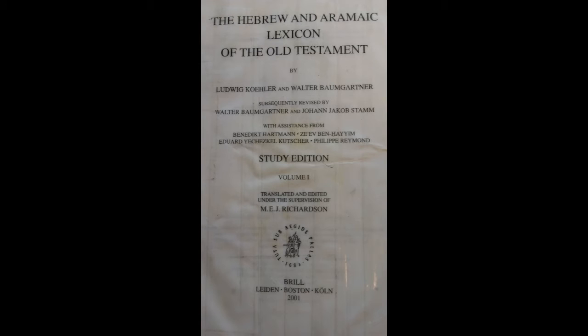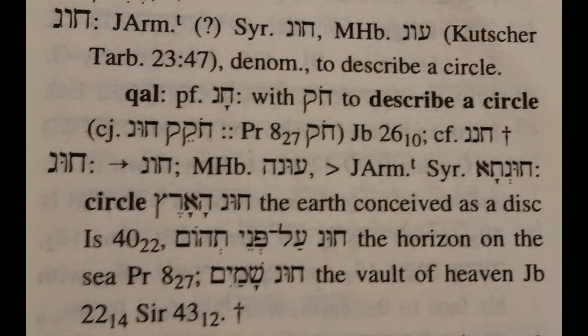And we're going to look at how Koehler-Baumgartner's dictionary describes this very thing. And see here in the Koehler-Baumgartner dictionary, hug, he brings up the Syriac, he brings up the Mishnaic Hebrew, and he says that hug is used to describe a circle. So now we find this one's describing a circle, okay? So he gives you the meaning of hug as to describe a circle.